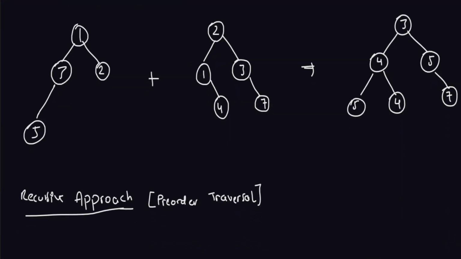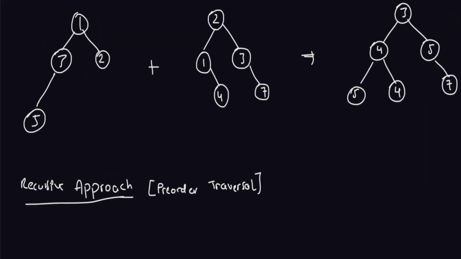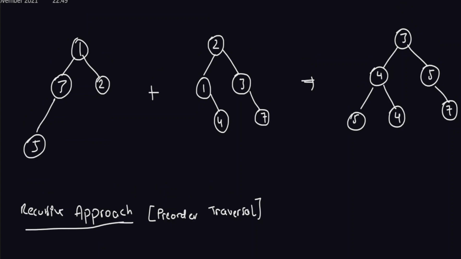So what should be the approach to solving this question? What comes to mind is that we can do a pre-order traversal. We can traverse this tree first. In this question, it's not given that we have to return a new tree. We can use this tree and manipulate it itself. We can start from any tree, so I'm just starting from the first tree itself.